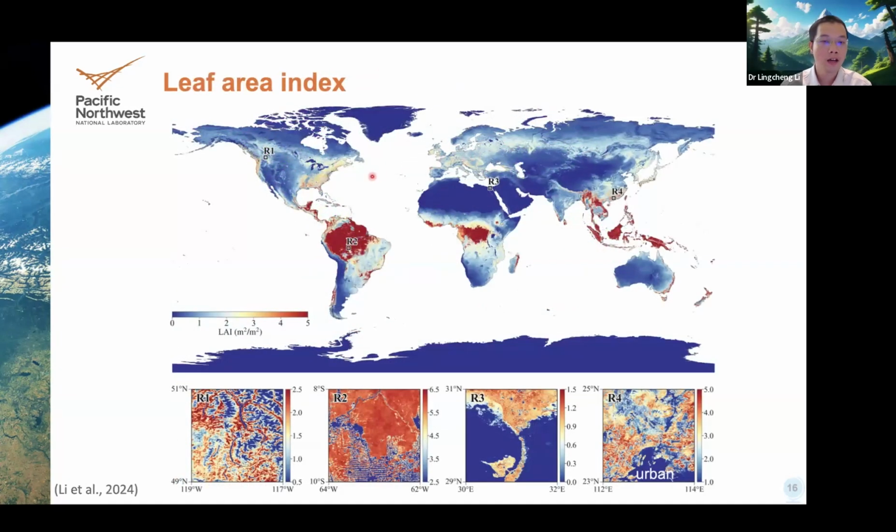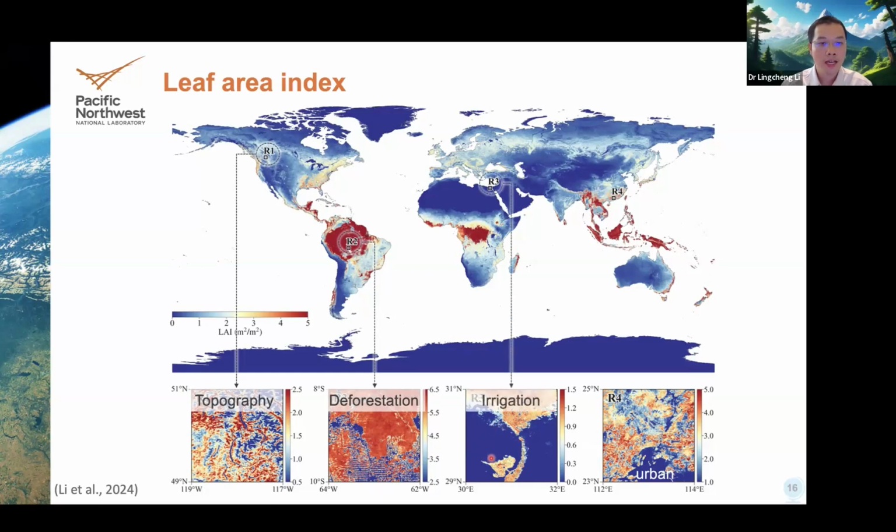Here is the leaf area index global map. The red color means high values, and blue color means low LAI. When we zoom into 4 locations, the first one shows mountainous regions with complex terrain, and you can see varied LAI. The second is rainforest deforestation. You will see band patterns with reduced LAI in the deforestation area.